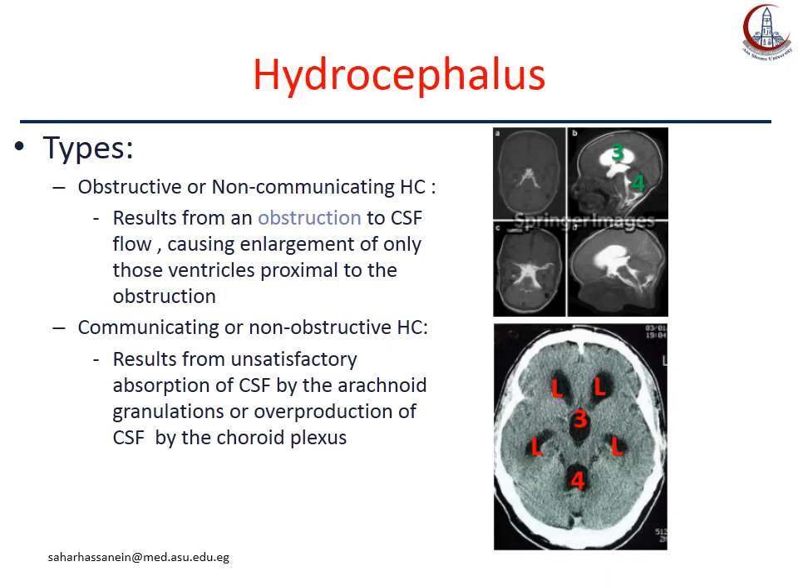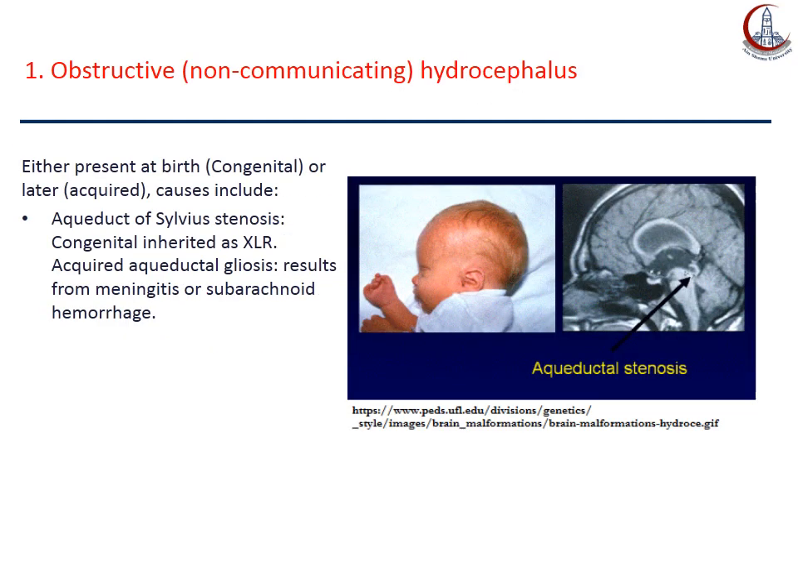Communicating or non-obstructive hydrocephalus results from unsatisfactory absorption of CSF by the arachnoid granulations or overproduction of CSF by the choroid plexus. In the lower CT, there is dilatation of both lateral ventricles, the third and the fourth in case of communicating hydrocephalus. What are the causes of obstructive or non-communicating hydrocephalus?